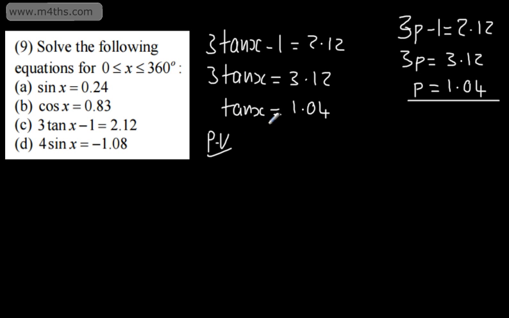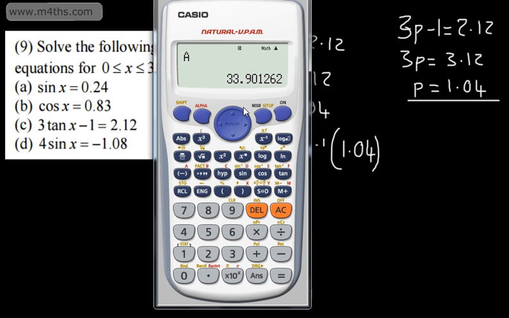So let's go ahead and look at the principal value. The principal value is going to be the inverse tan of 1.04. So x is equal to the inverse tan of 1.04. Don't know this one, so calculator time. We're in degrees mode, and it's shift tan of 1.04. Principal value 46.12. So let's write this down.